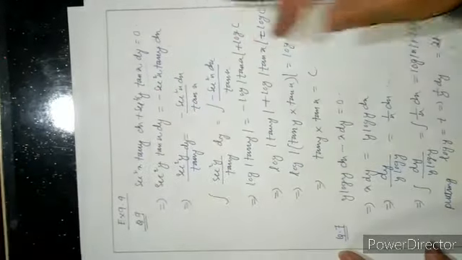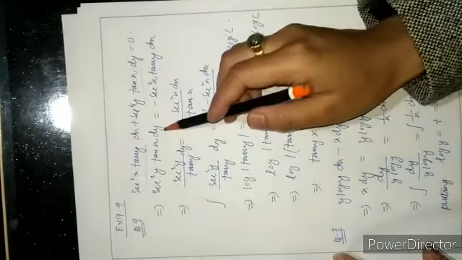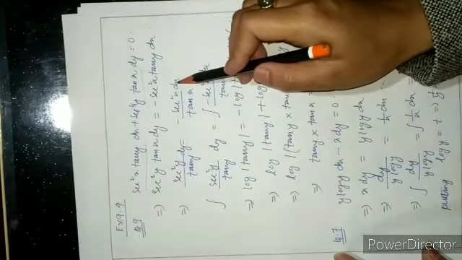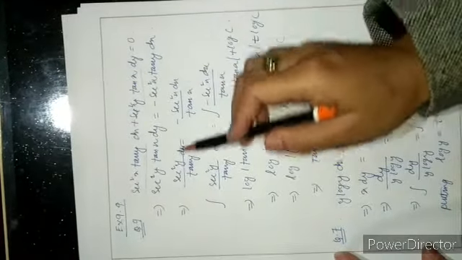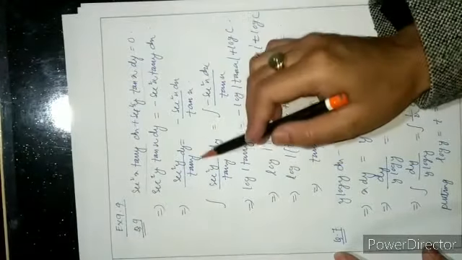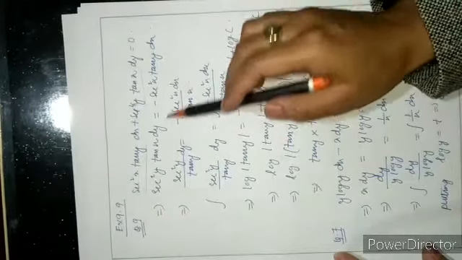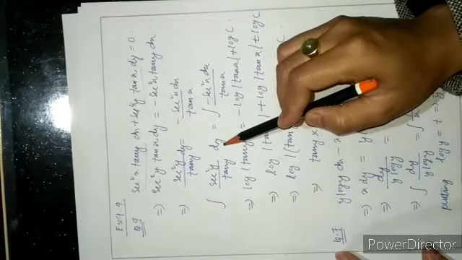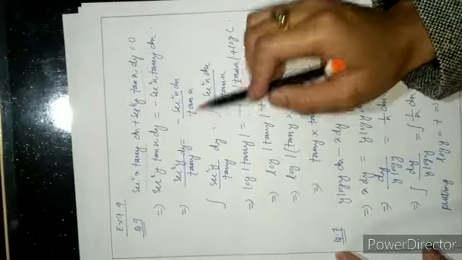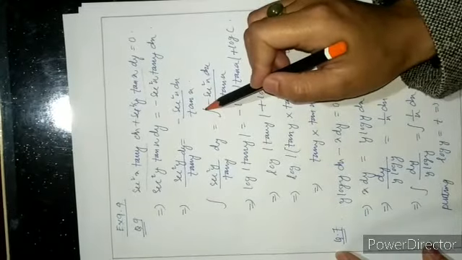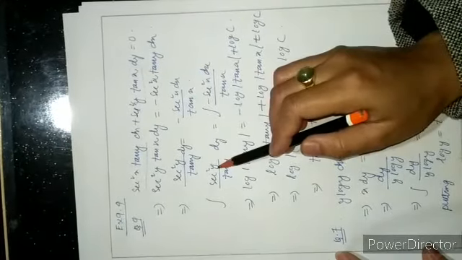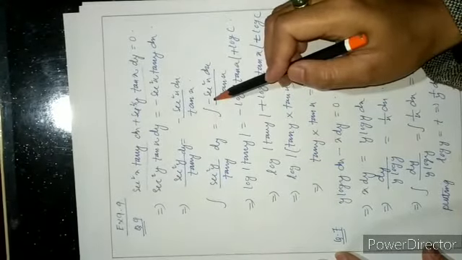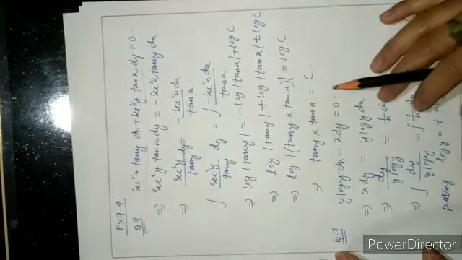Let us see how to separate the functions. Take dy to the left hand side and dx to the right hand side. Then separate the function of x and y by cross multiplication: sec square y dy divided by tan y is equal to minus sec square x dx divided by tan x. Then integrating on both sides of the equation.